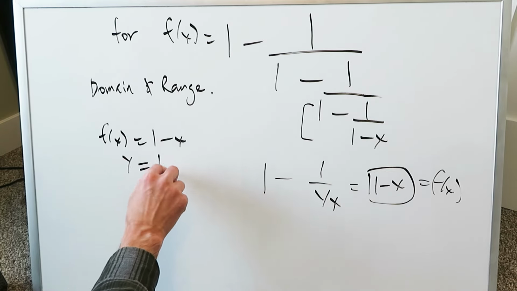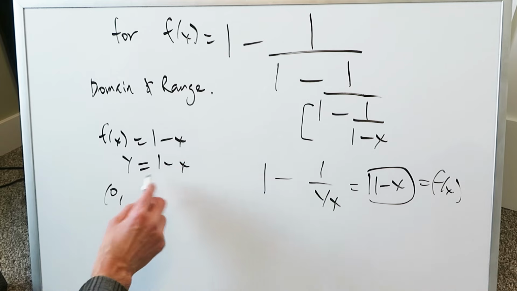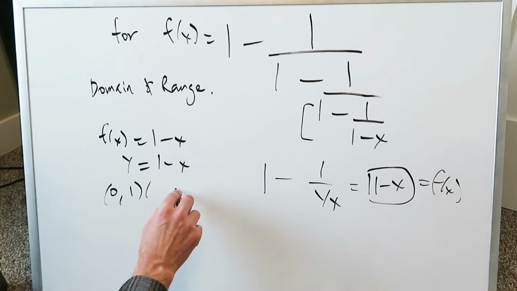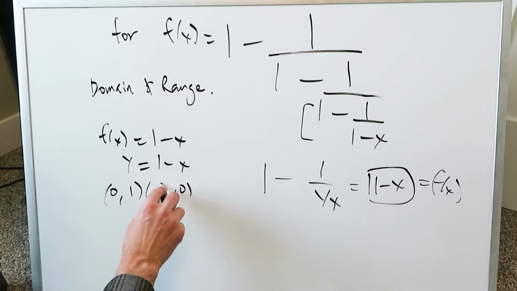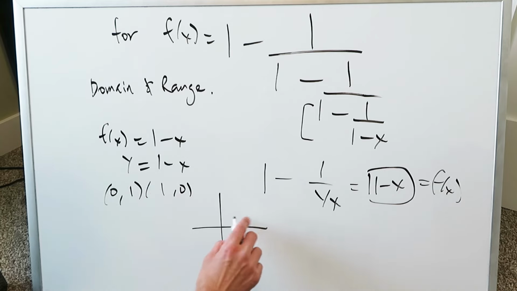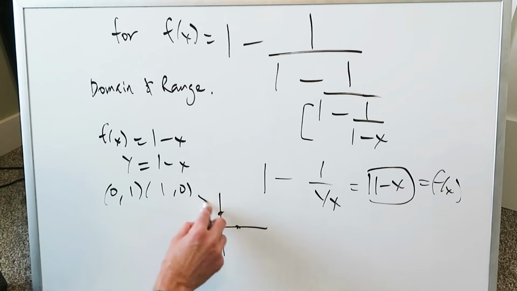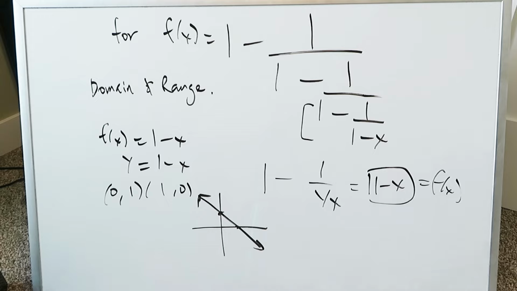You are having y is equal to 1 minus x. If x were to equal 0, y is equal to 1. If y were equal to 0, x is equal to 1. So you have something which looks like this: 0, 1 and 1, 0, and you're looking at something like this. Now when you're looking at this, you clearly know the domain and the range.